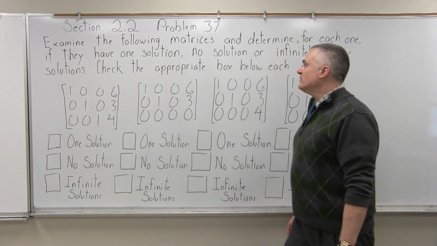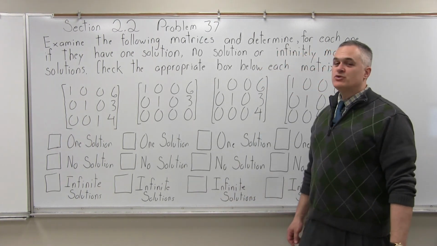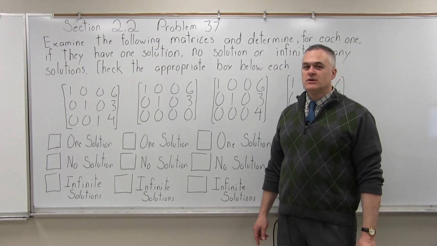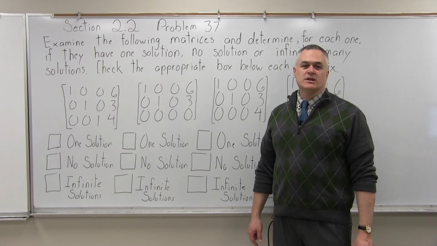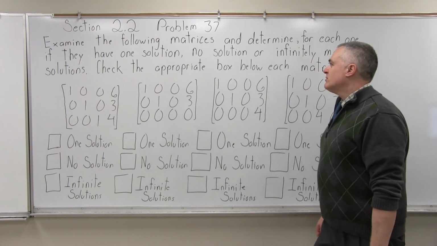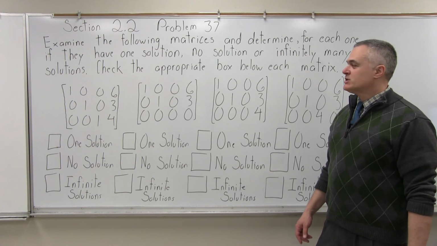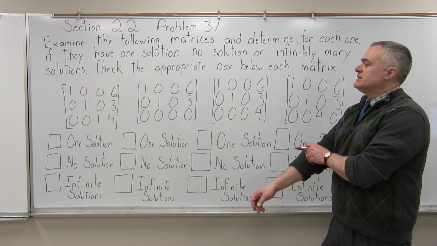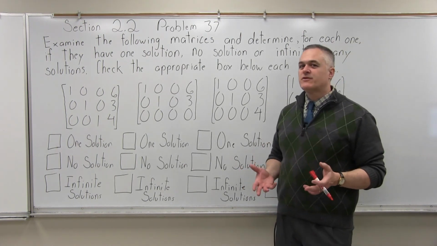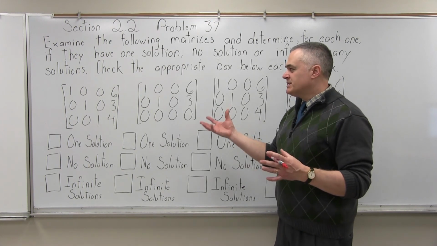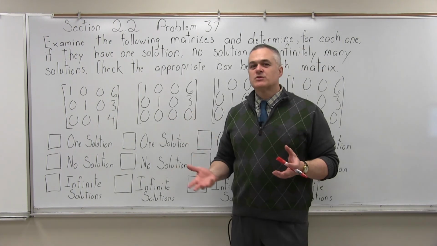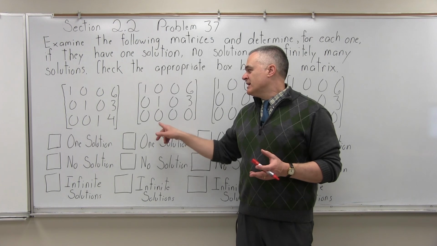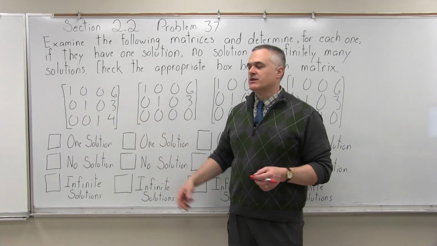It says, examine the following matrices and determine for each one if they have one solution, no solution, or infinitely many solutions. Check the appropriate box below each matrix. So what we have is 4 different matrices. Each one's been solved pretty much as far as it can go. You have the ones and zeros, and what's going to determine which one of those 3 cases you have is the bottom row. The bottom row is going to tell you.